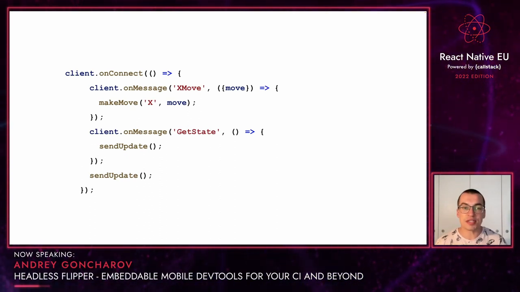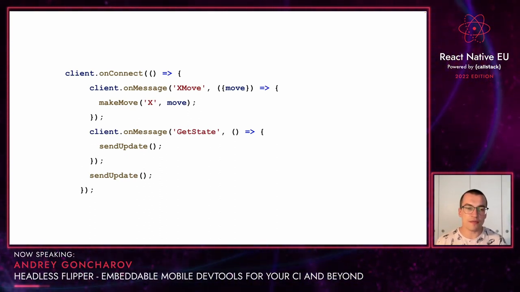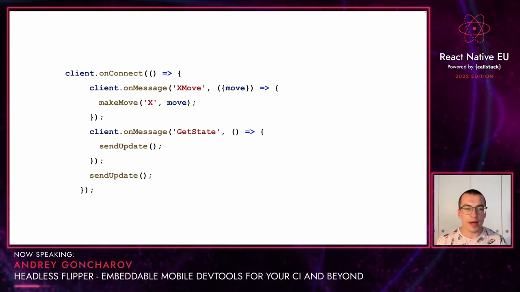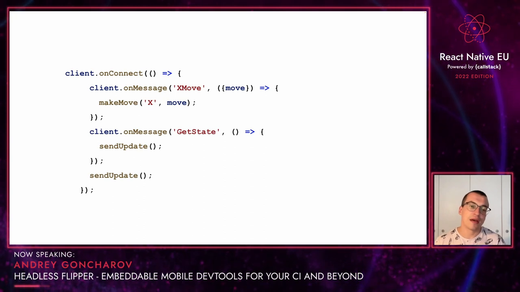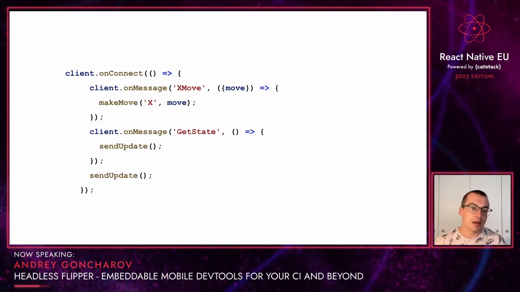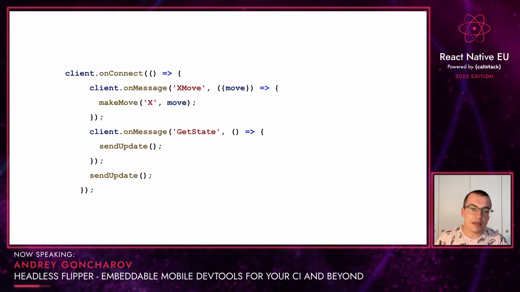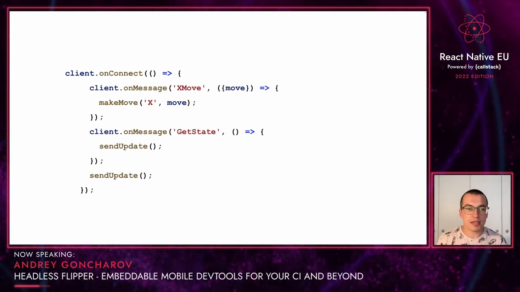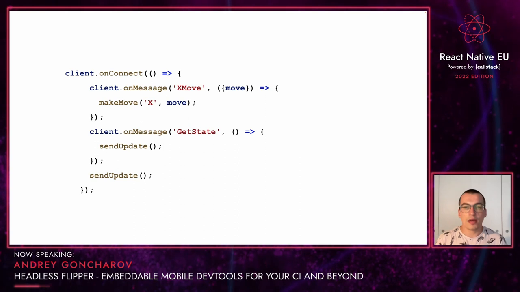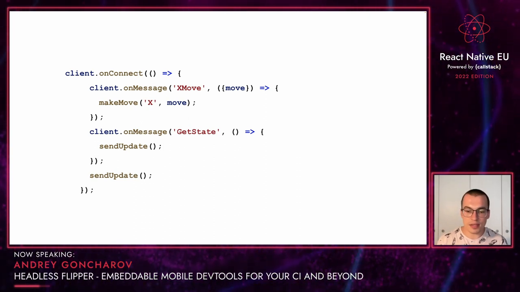And on connect magic, what happens here is that we create a bunch of message handlers. So whenever we receive a next move message from the device, we make this move, calculating the state. Whenever we receive a get state message, we just send the state to the device. And initially when the plugin connects, when the device connects, we send the initial state to the device.